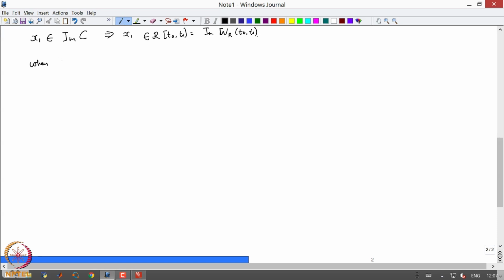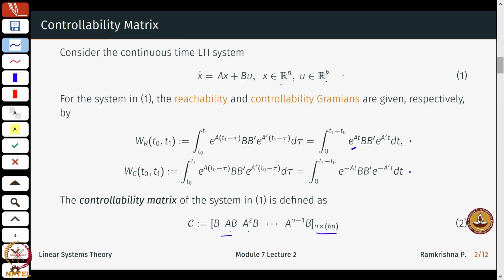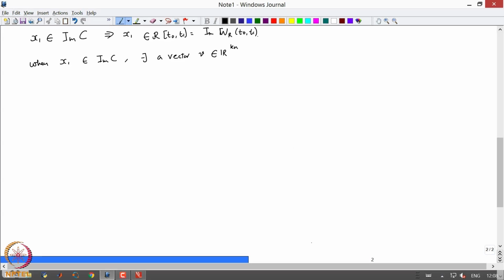When x 1 is in the image of C, there exists a vector v which belongs to R to the k times n, right. So, that is how the controllability matrix dimensions look like, right. So, this is an n cross k n matrix. So, there will exist a vector from R k times n such that x 1 is C times v. Okay, now we need to show that this x 1 is also now in the image of W R, which is my reachable subset.